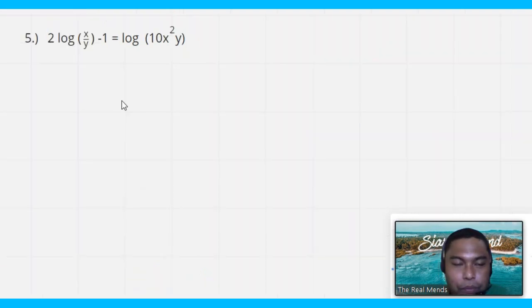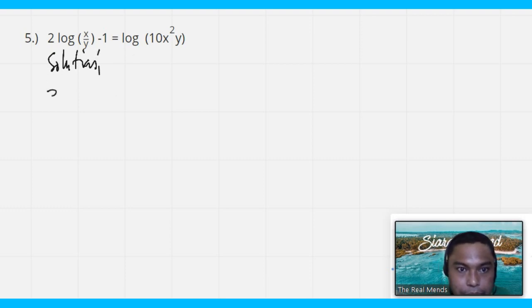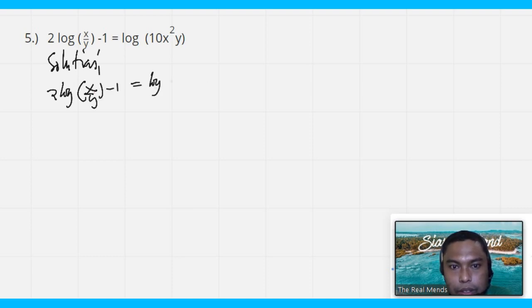For problem number 5, we have 2 log of x over y minus 1 is equal to log base 10 of x squared y. So again, this is our solution. First, we'll just copy the problem. We have 2 log of x over y minus 1 is equal to log of 10x squared y.